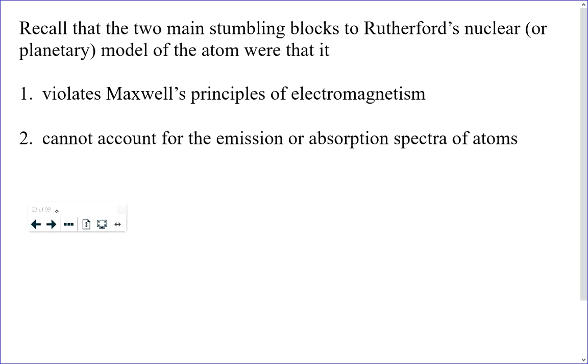And I've already reviewed this, so I'm going to do this very quickly. The two main problems with Rutherford's model: it violates Maxwell's principles of electromagnetism, which say that accelerating charges ought to produce EMR all the time, and atoms do not do that. Let me add something to that. The reason why that's important is Rutherford is claiming electrons are accelerating in circular orbits. So they ought to emit EMR all the time, but they don't. So they can't be accelerating in circular orbits. And it cannot explain what you see when you look through a diffraction grating at a bright line spectrum.